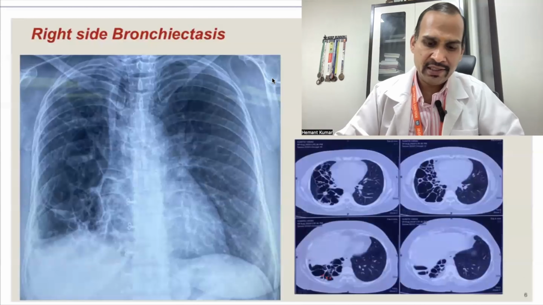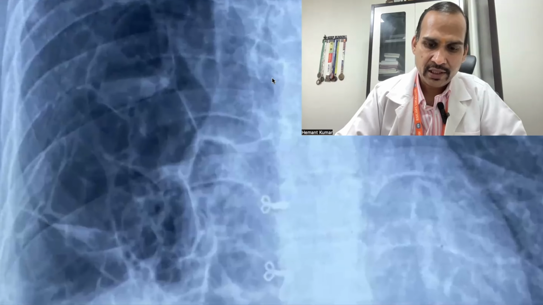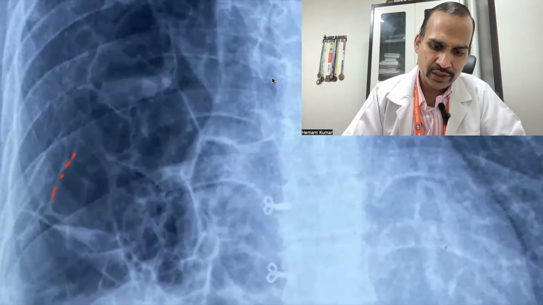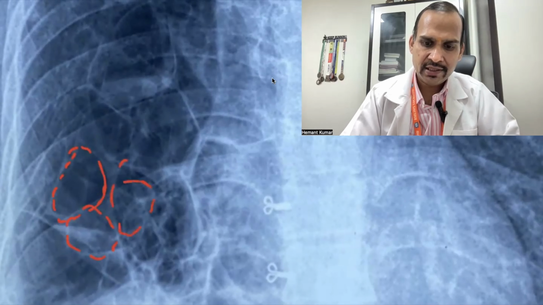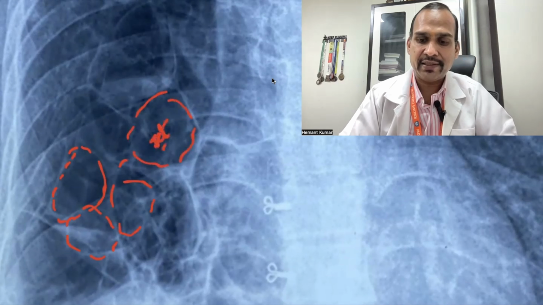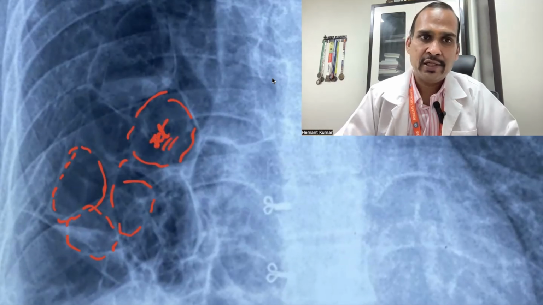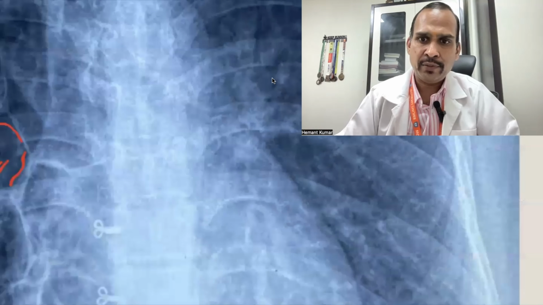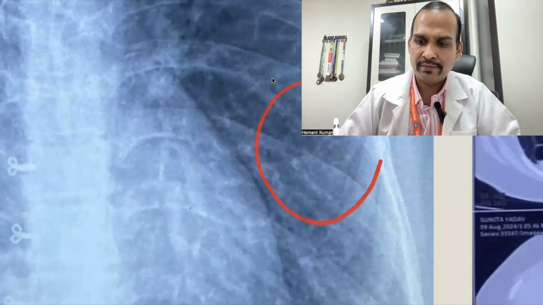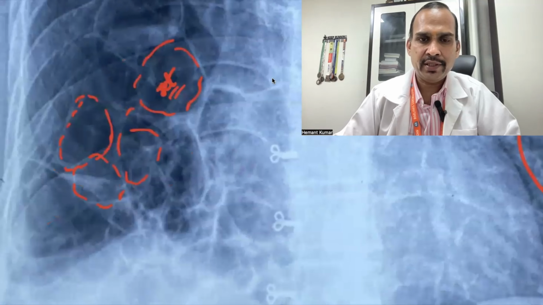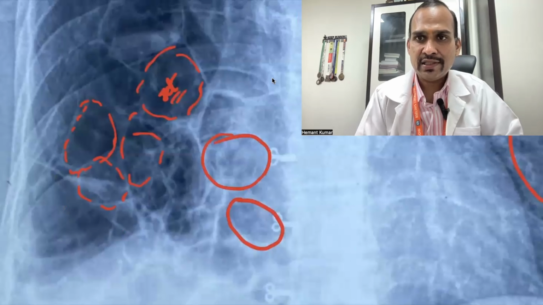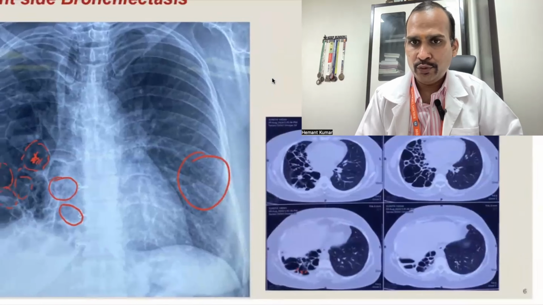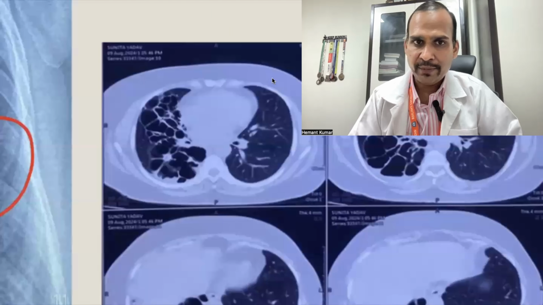If you see this X-ray carefully, you can find there is a hyperlucent cystic-like lesion. Can you appreciate? So this is cystic bronchiectasis. This is jet black, means completely black. There are no vessels here. So this is bronchiectasis. Here, if you compare with the normal side, this is normal, left side, and if you compare, you can appreciate the cystic lesion.